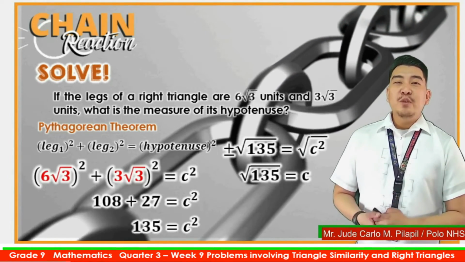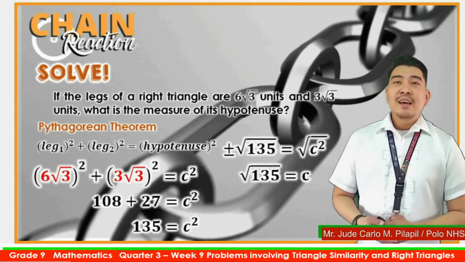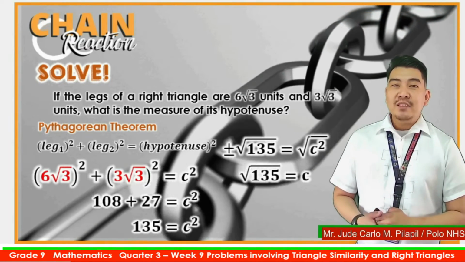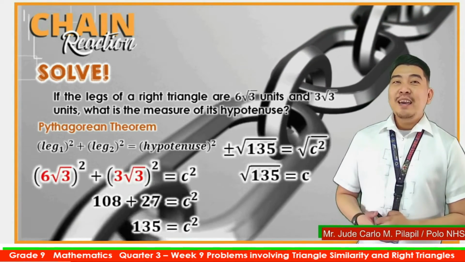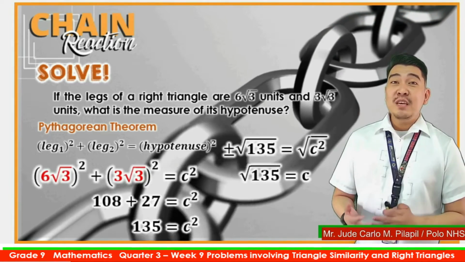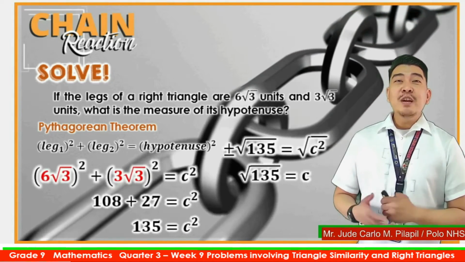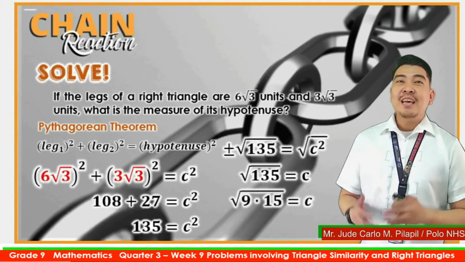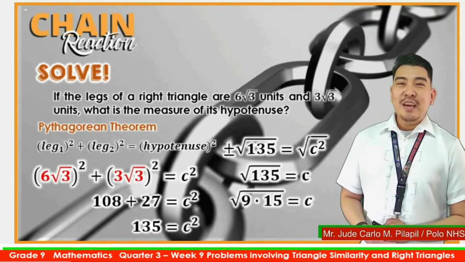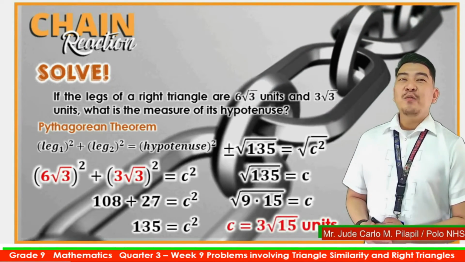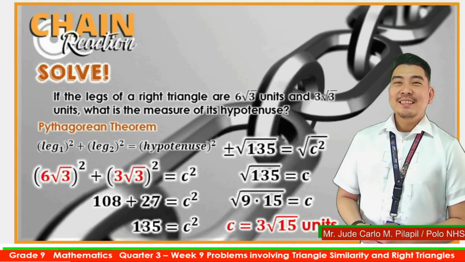Note that the positive root will only be considered since we speak about the length of the sides of a right triangle. Simplifying square root of 135 is equal to c by factoring 135 as 9 times 15, hence the final answer is 3 square root of 15 units.